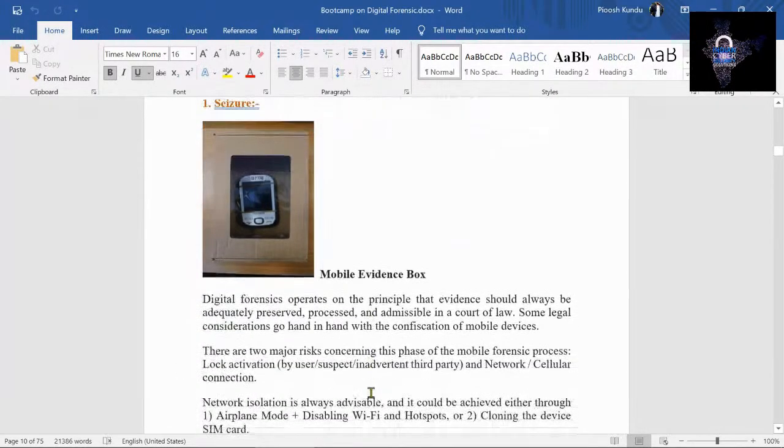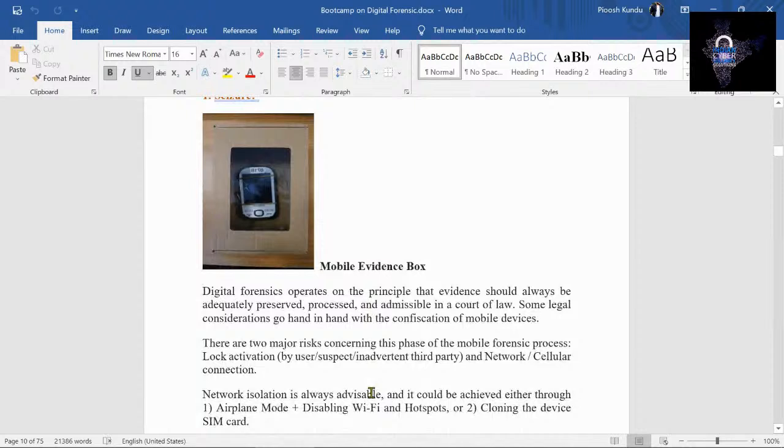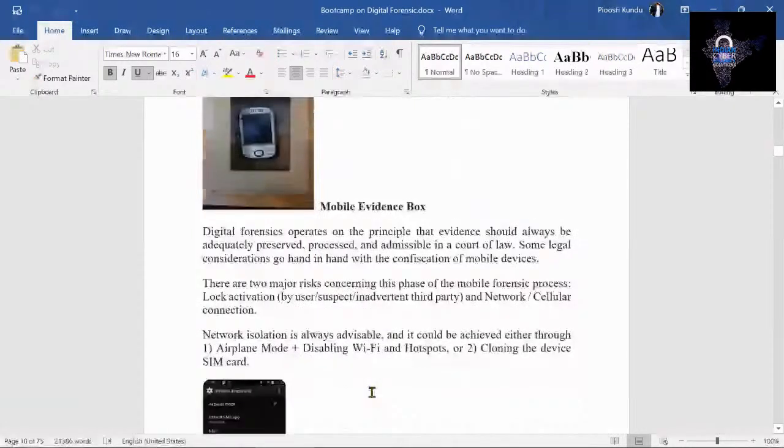Digital forensics operates on the principle that evidence should always be adequate, preserved, processed, and admissible in a court of law, and some of the legal considerations go hand in hand with the configuration of the mobile devices. There are two major risks in this phase of the mobile forensic process: remote data wiping or lock activation by the suspect, and involvement of a third party. Network and cellular connection isolation is always advisable, and it can be achieved through airplane mode, disabling Wi-Fi and hotspot, or cloning the device and SIM cards.